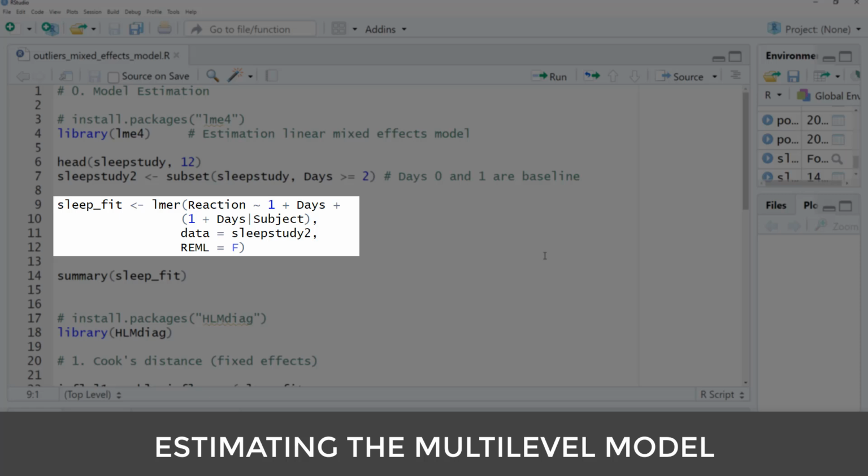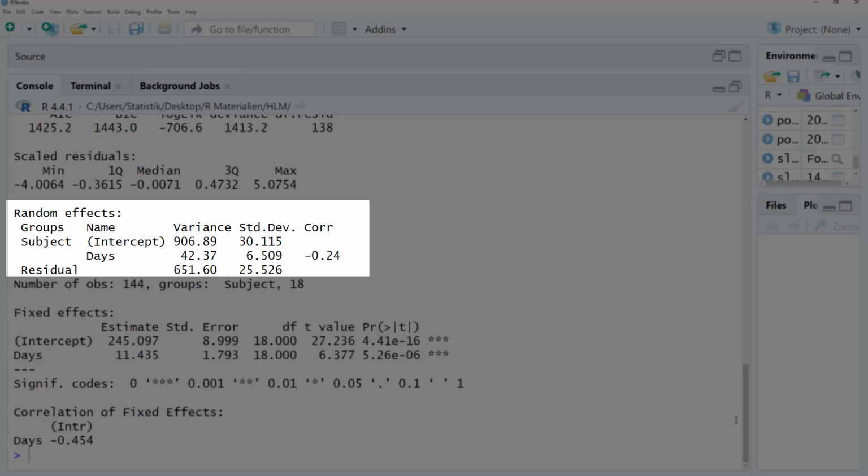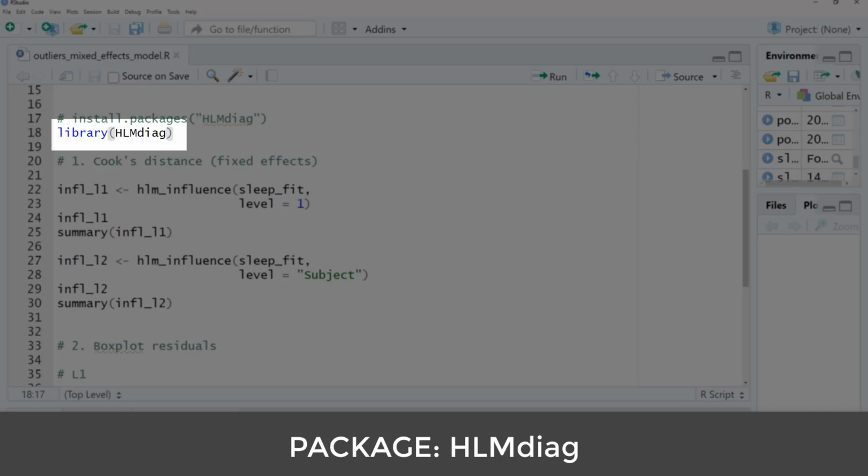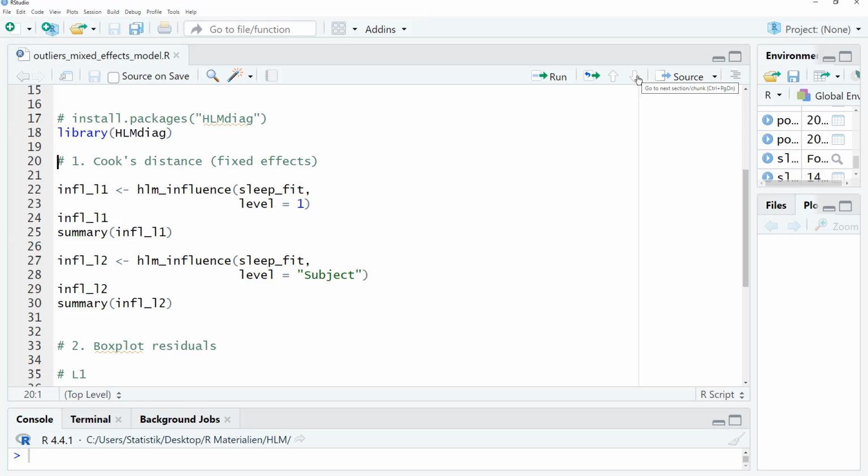Reaction time is predicted by days, so we have one fixed slope, and as random effects we have a random intercept and a random slope for days. And here with the random effects we can see we have three random effects: level 1 the residuals, and on level 2 the random intercept and random slope for days. And for those three we will check for outliers. For the outlier diagnostics I'll be using the nlme package, and I'll be showing you two types of outlier analyses. We'll be looking at Cook's distance and we'll be looking at box plots of the residuals. And these analyses will be performed on both levels, on level 1 and on level 2.